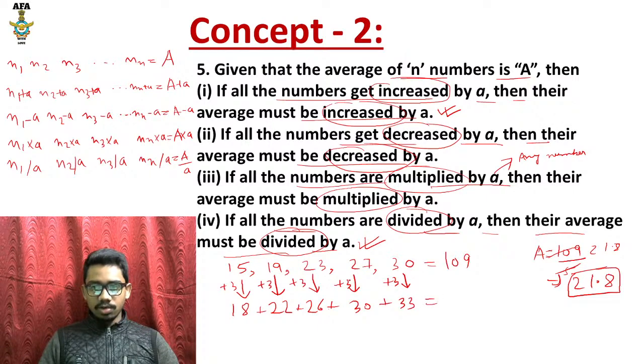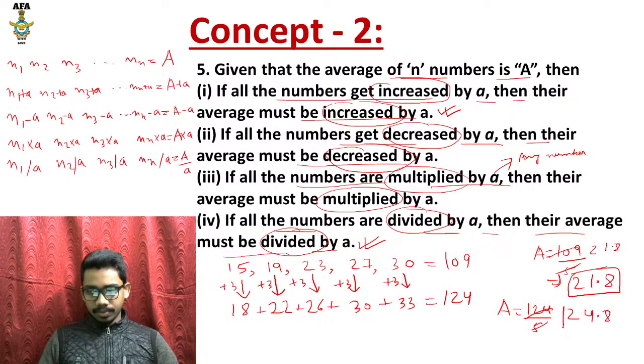After adding all of these, how much will we get? We will get 124. And if we find this average, the average will be equal to 124 by 5. 5 2s are 10, and this is 24. 5 4s are 20, and 40, 5 8s are 40. See, the average changed.